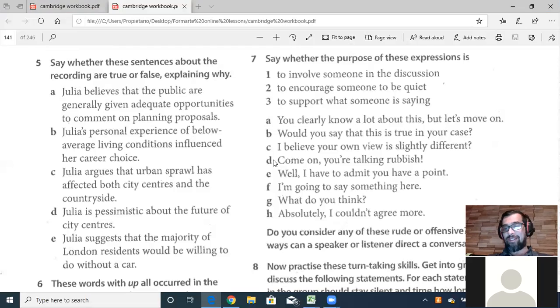Cambridge recommends that you not use it because it's too, how can we say, you know what rubbish is, right? Basura. So Cambridge doesn't recommend it for you to use at all. I don't know why they include that. Okay, E.